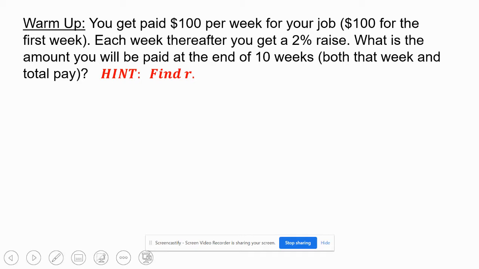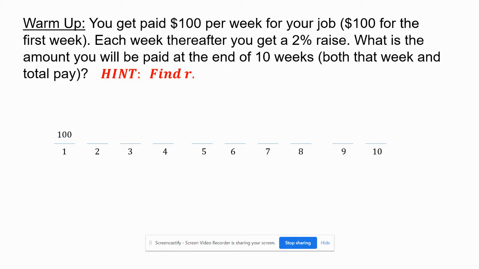So you're getting paid 100 a week. You get the first week, and then you get a 2% raise each week after that. It says hint, find R. So if you think about this, the first week you would make $100, and then the second week you would make 2% more than that. So the shortcut to that is to multiply by 1.02 because that's 100% plus 2%.